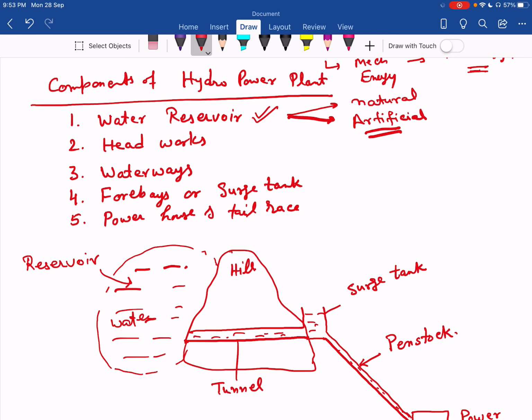Now the dam is one concrete structure. Here, instead of this natural reservoir, we have one concrete structure that we call a dam, and the dam is used as a reservoir that we call an artificial reservoir.